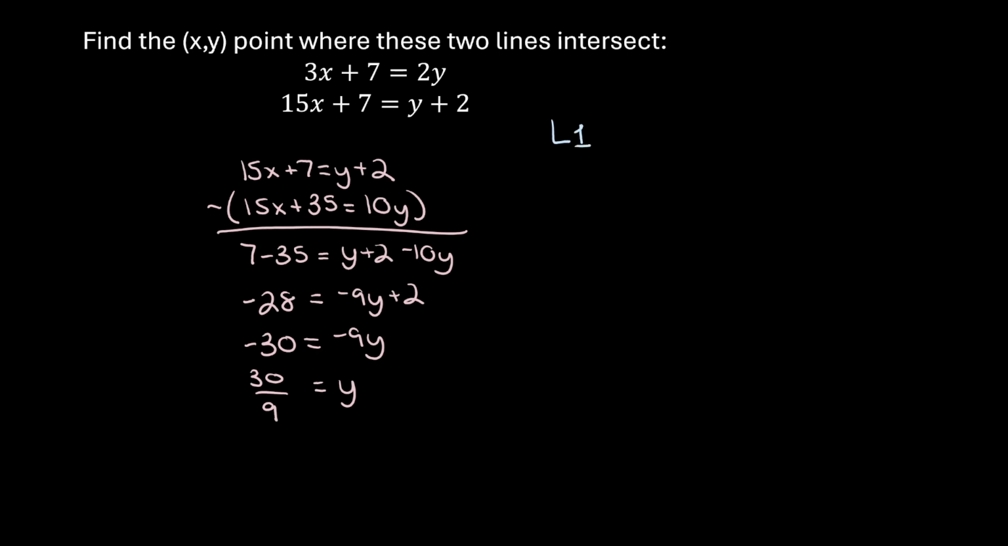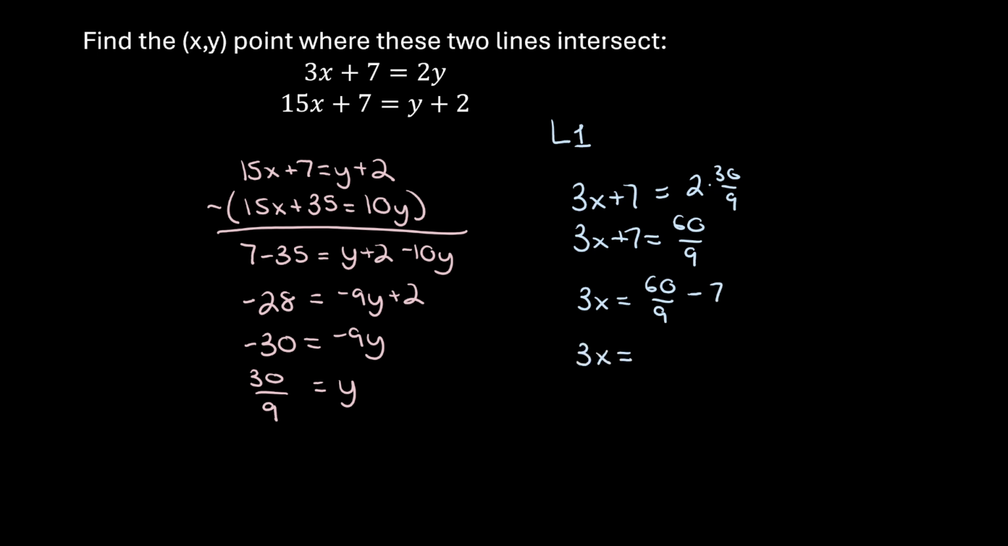So let's look at the first equation, or line 1, I'm going to call it. Let's plug in y is equal to 30 over 9. So we're going to get 3x plus 7 times 2 times 30 divided by 9. So 3x plus 7 is equal to 60 divided by 9, or we have to go further here, 3x is equal to 60 divided by 9 minus 7. We're going to multiply 7 by 9 in order to get them to be looking nicer to each other: 60 over 9 minus 63 divided by 9, because that's the same thing as saying 7.